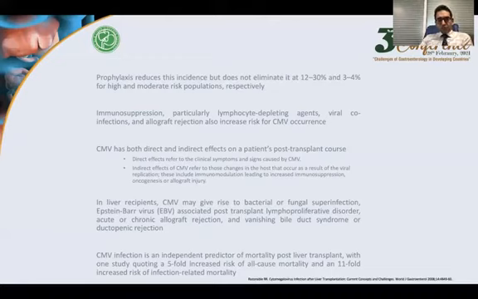In liver recipients, CMV may give rise to bacterial or fungal superinfection, EBV associated post-transplant lymphoproliferative disorder, acute or chronic allograft rejection, and vanishing bile duct syndrome or ductopenic rejection. CMV infection is an independent predictor of mortality post-liver transplant, with one study quoting a five-fold increase of all-cause mortality and an 11-fold increased risk of infection related mortality.